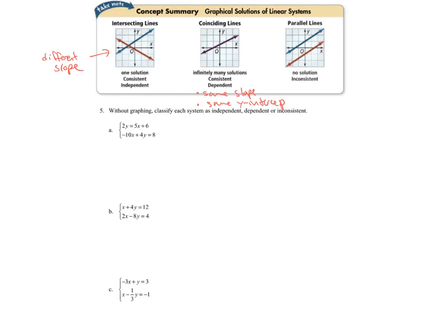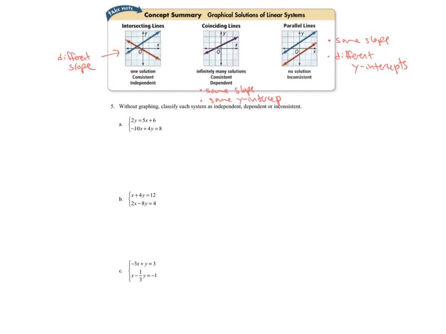And the third case is if you put them in equivalent forms and you find that they have the same slope but different y-intercepts, that's going to be two parallel lines. Same slope, different y-intercepts. So what I would like for you to do now is pause the video and try A, B, and C. Put all of the equations in slope-intercept form, so solve for y in all of those equations, and then compare the forms and determine if they are independent, dependent, or inconsistent.